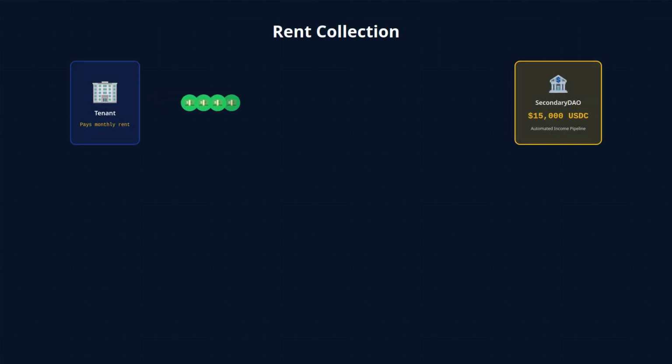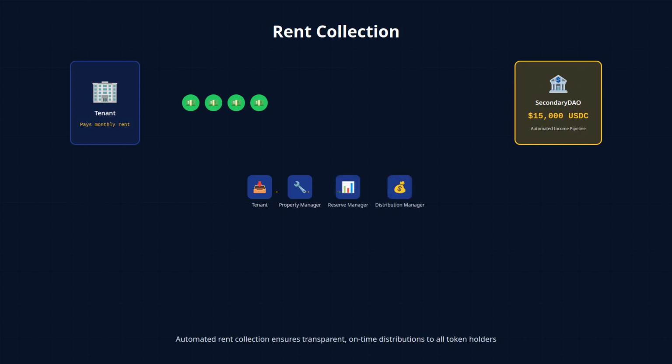Now let's explore rent distribution, where investors earn passive income. When a property generates rental income, that USDC is sent to the platform. The system then processes it through our automated distribution pipeline. From collection to investor wallets, every step is handled by smart contracts.